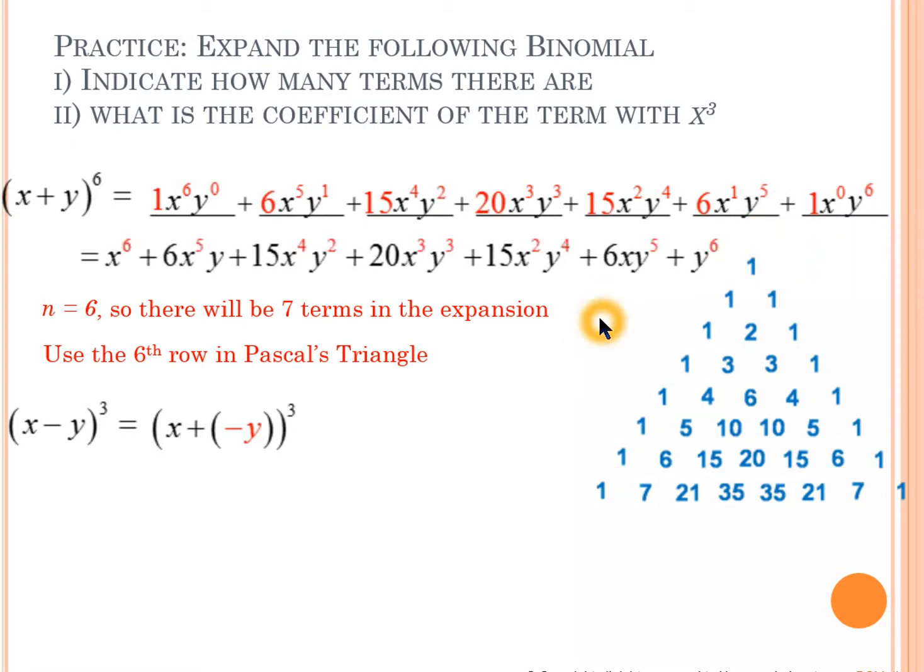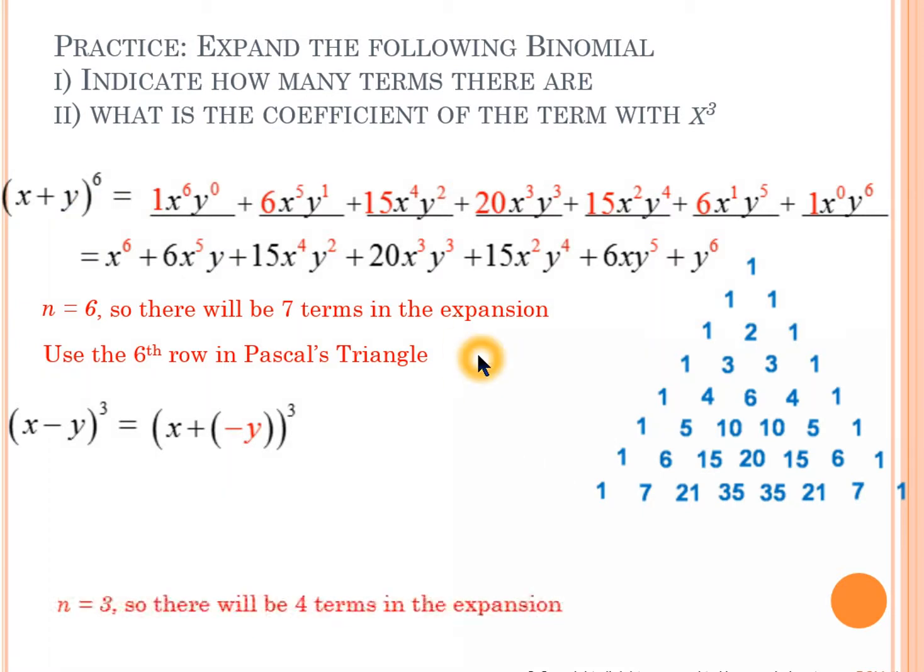Alright, and then we can just simplify this, and this will be our final answer right there. So 1 times x to the power 6, that will be x to the power 6, and y to the power 0 is simply going to be 1. So this is my expanded form of x plus y all to the power of 6.